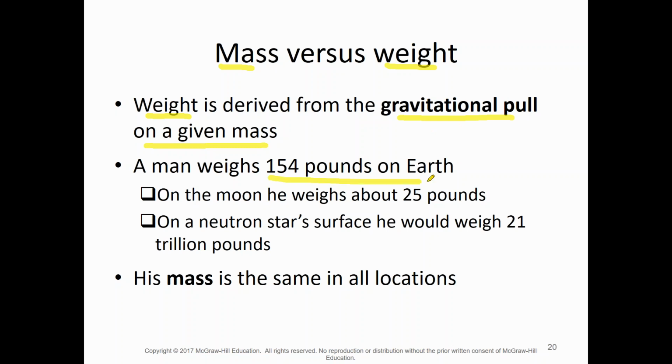So if you weigh 154 pounds on Earth, on the moon you would only weigh 25 pounds, which is about 1/6 of your weight. But on a neutron star, which is very massive, you would weigh 21 trillion pounds. Wow. But this person's mass would be the same in all locations. Remember, mass is the amount of matter. Weight is the gravitational pull, and that does vary from place to place. Okay? So just keep that in mind.